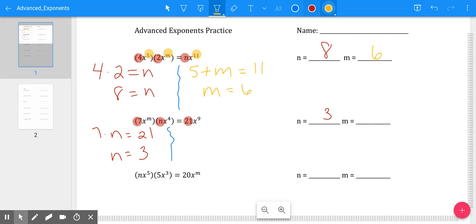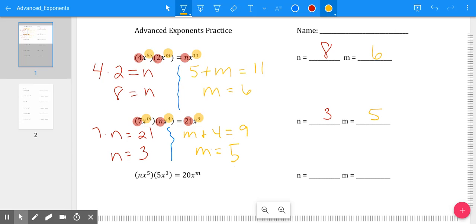And then for our exponents this time, we have an m, a 4, and a 9. So when we build this equation, again, it's all multiplication, so we'll be adding m plus 4, and that needs to equal 9. So when we subtract the 4, we get m equals 5.